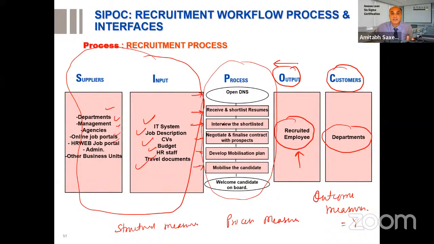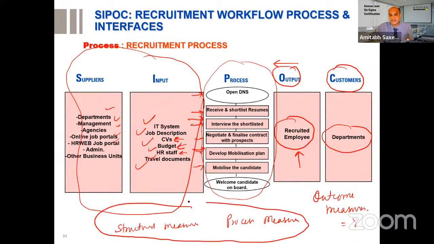Right? Similarly, the process measure could be time taken to interview the candidate. Time taken to develop the mobilization plan. Or the input measure could be a CV is available or not available, percentage of CVs available, budget is approved or not approved, HR staff skilled or not skilled. So these are the input measures. So these collectively are known as X factors.